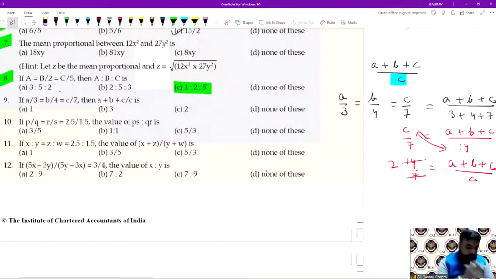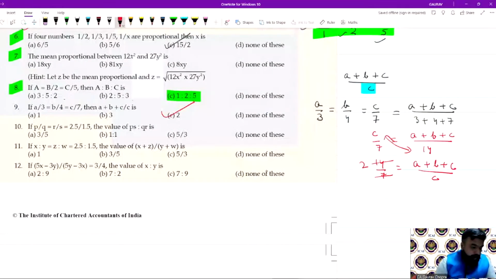Option number C. Yes, so most of you have given the answers. That is option number C. Okay.